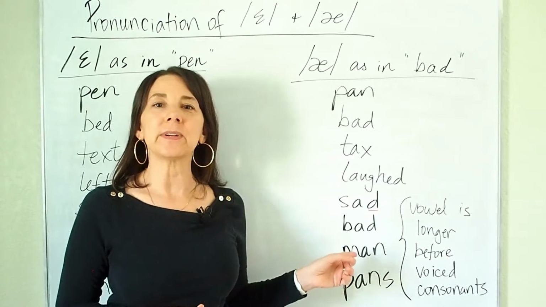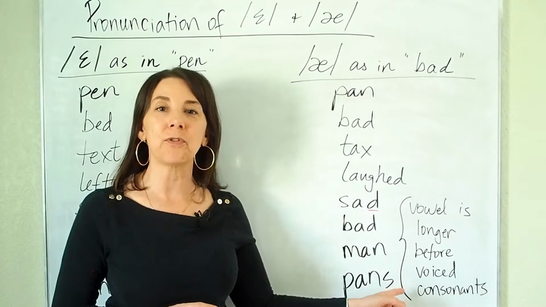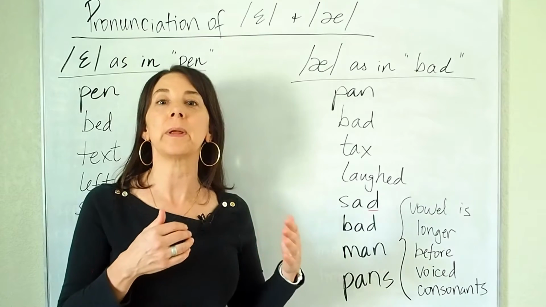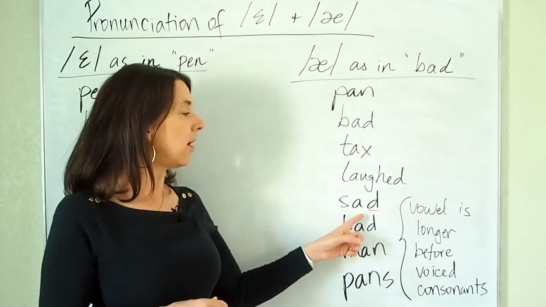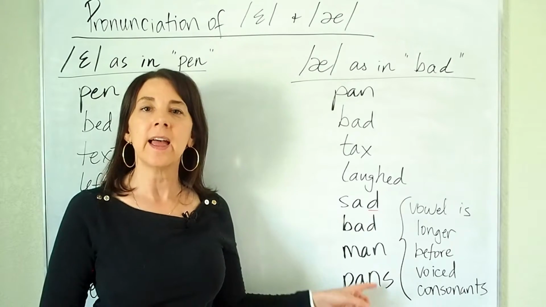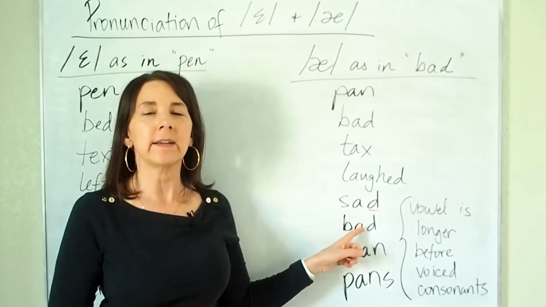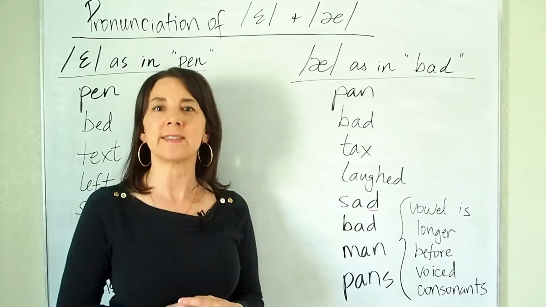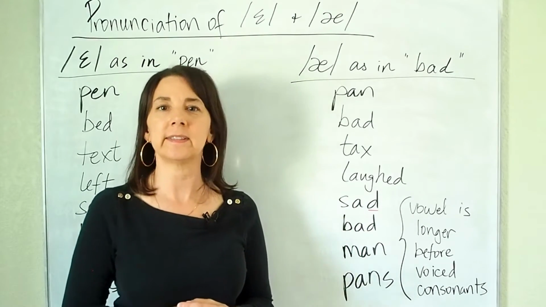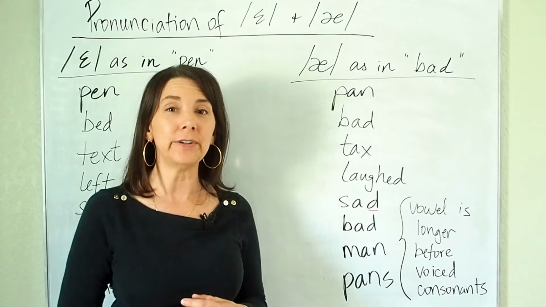Also, I want you to notice that in English, vowels that come before voiced consonants are a little bit longer. So in all of these words, we have a voiced consonant at the end, and the vowel is going to be a little bit longer. Sad. Now compare that with the word sat, like I sat down. Sat, sad. Can you hear how this vowel is a little bit longer?